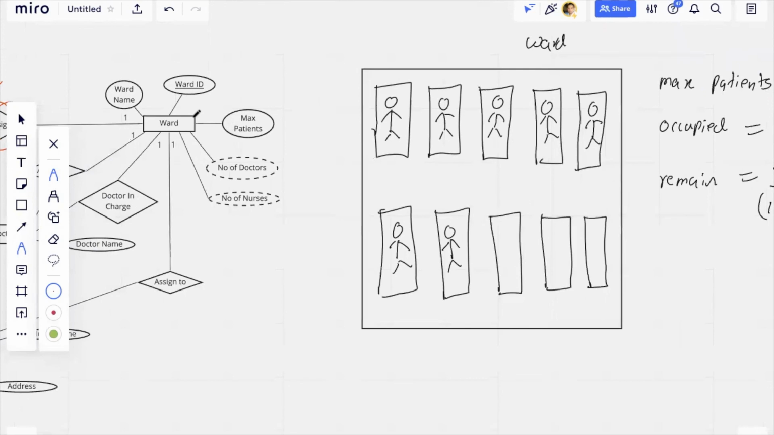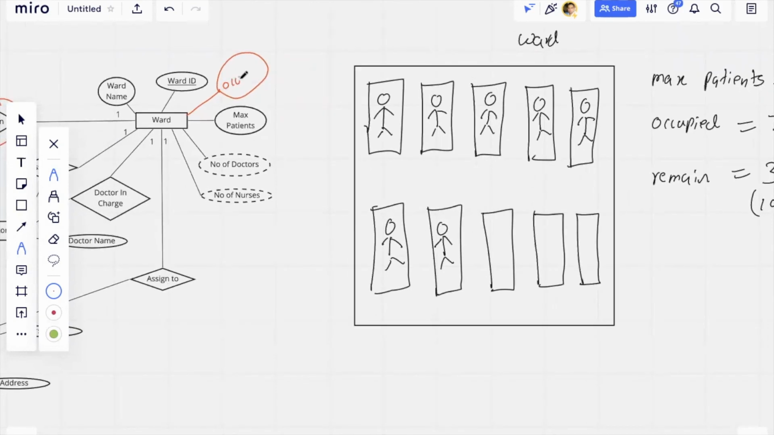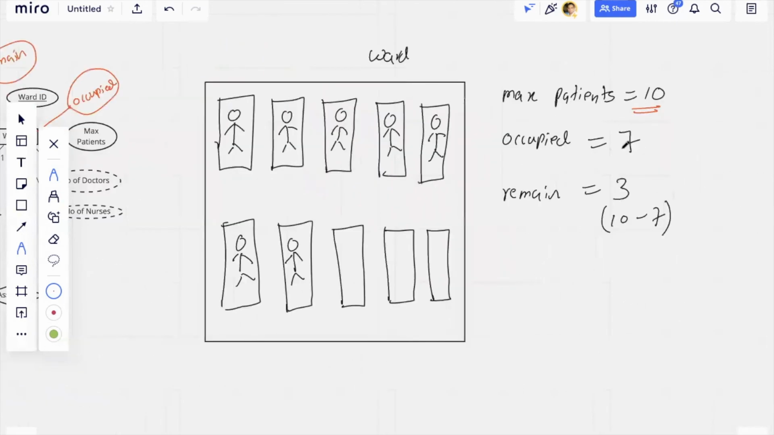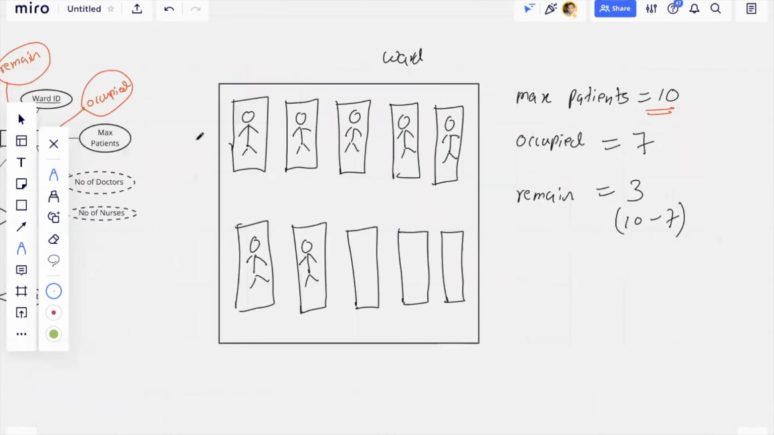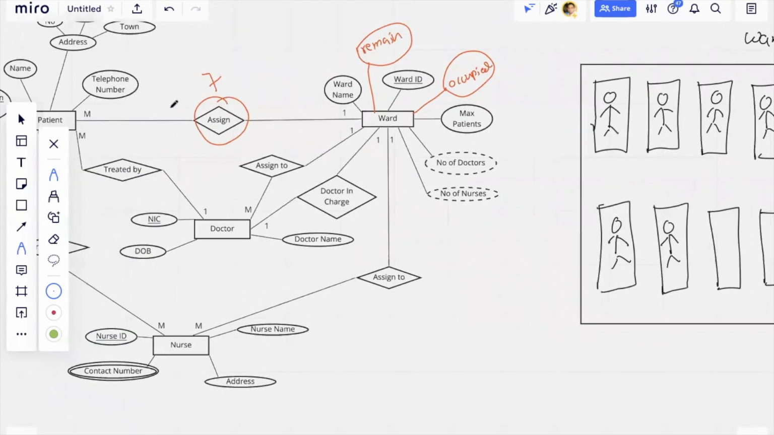Then you can draw another attribute, occupied. How many patients are currently occupied? And another attribute, remaining. How many beds remain? Okay, in this situation also, we know occupied is 7. This 7 is already there. We can calculate it from this assigned relationship. How many patients are assigned?